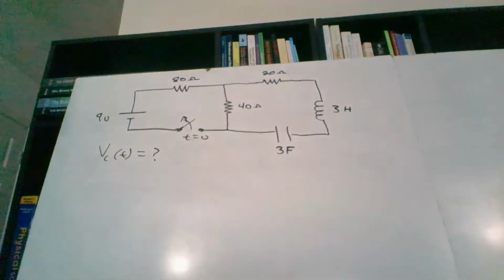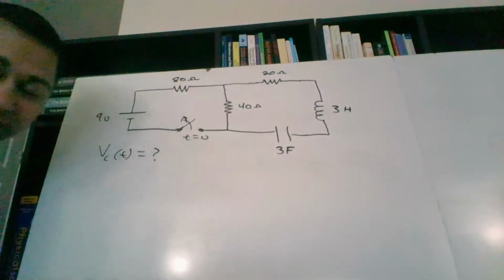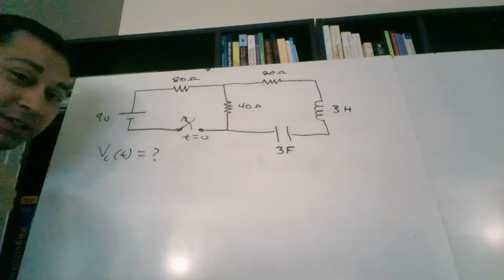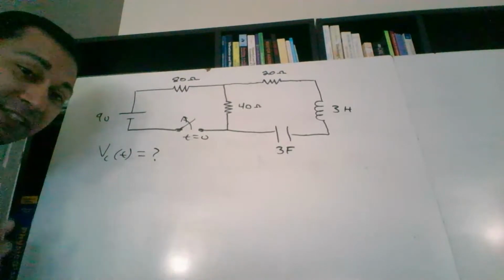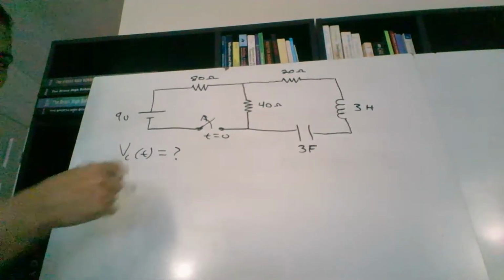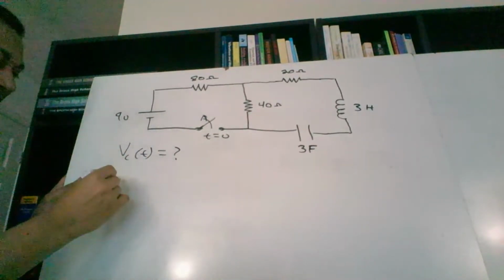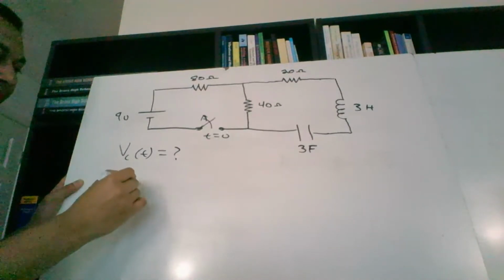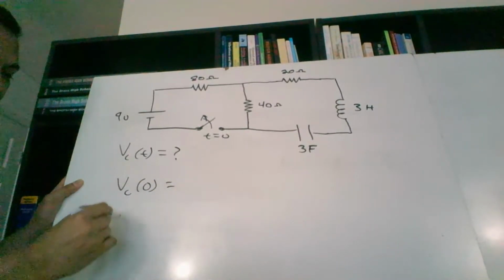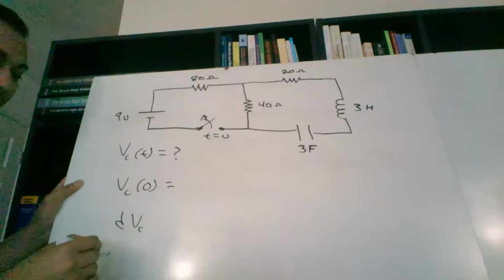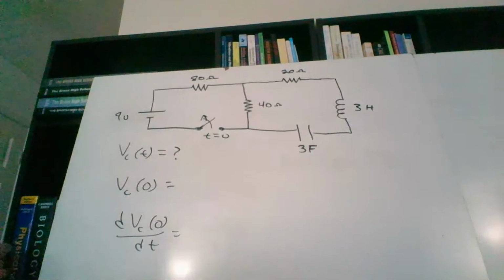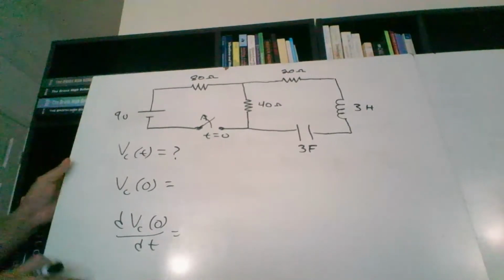So we want to know what our initial conditions are. What is the voltage of the capacitor at time equals 0? And we want to know the change in the voltage of the capacitor as a function of time at 0, or the derivative of the voltage of the capacitor. I'll just write it down. So the voltage of the capacitor at time equals 0 is a condition we want to know. And the other one is the derivative of the voltage of the capacitor at time equals 0, dv/dt. That's something we want to know as well. Okay, so let's establish that.